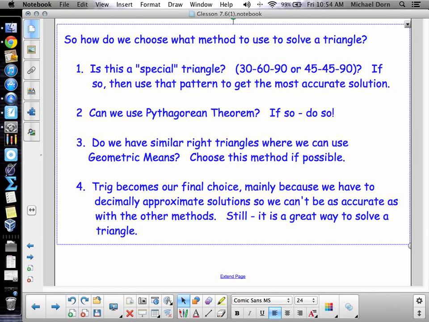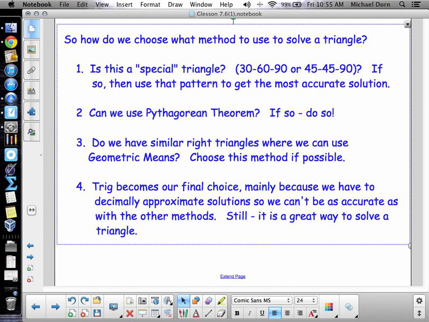If that doesn't work, then we go next to try Pythagorean theorem. If I know two sides of a right triangle, I can find the third side using Pythagorean theorem. I don't need trig. I don't need to set up sine, cosine, or tangent, or anything like that. I can just use Pythagorean theorem to find the third side and be very precise about it. If I can't do that, the next question we have is, do we have the similar right triangles thing? Do we have the altitude of the hypotenuse? If we have that, that's our third choice.